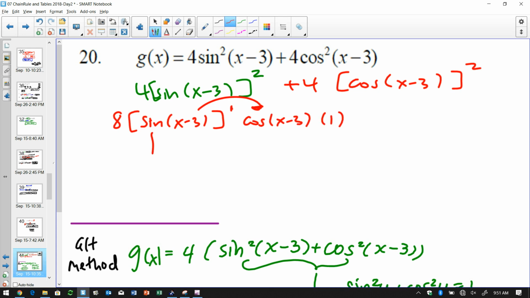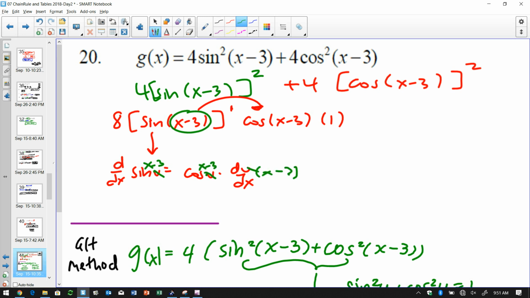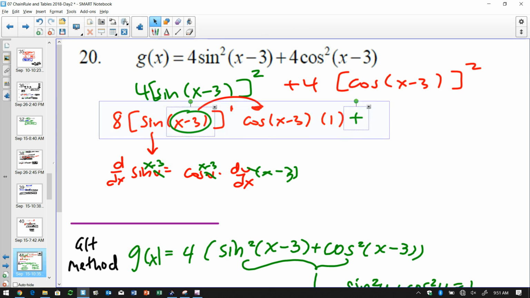Right? Let me write this to make sure you understand. This is the derivative of sine u, which is cosine u times du dx. But what's my u in this situation? So you see it's x minus 3. Well, that'd be cosine x minus 3 times the derivative of x minus 3. What's the derivative of x minus 3? 1. You see that? Okay, plus, Miriam? What'd you say? Yes, you can.